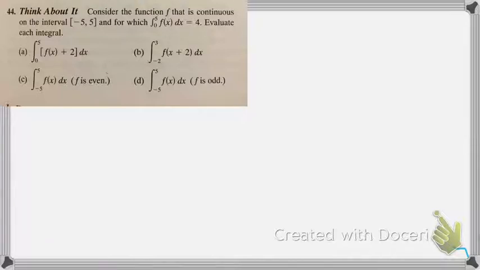What does it mean for F to be even, and how are we going to go back to -5? What would happen if the bounds were shifted? Go ahead and look at C. Notice now we have to deal with bounds of -5 to 5. I don't know anything about -5 to 0. I only know about 0 to 5. What does it mean for F to be even?